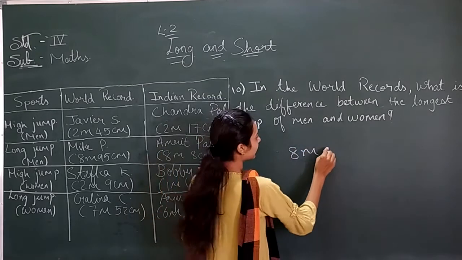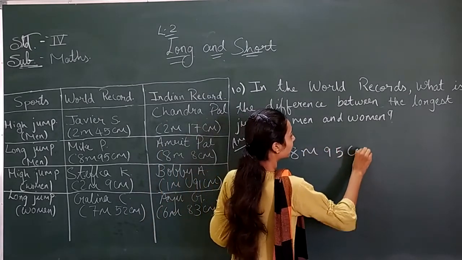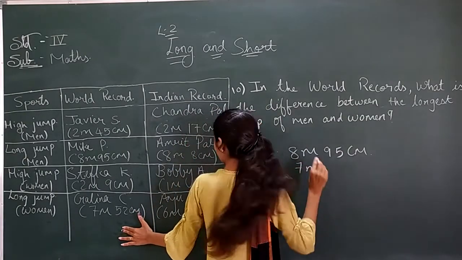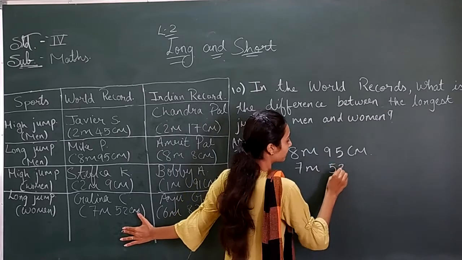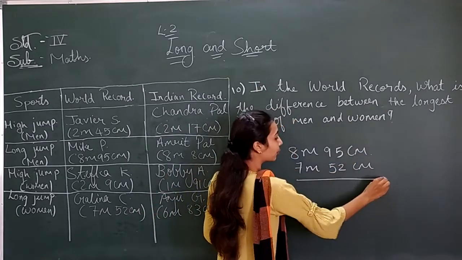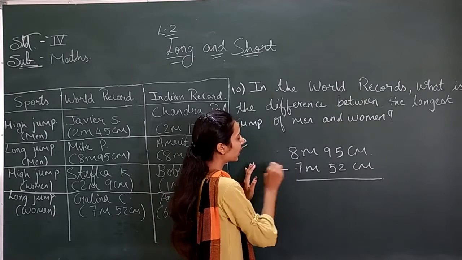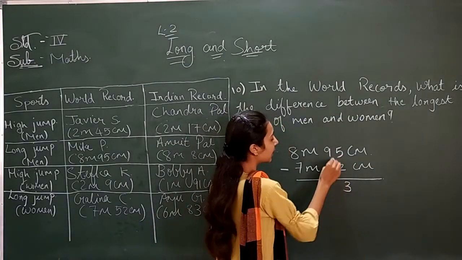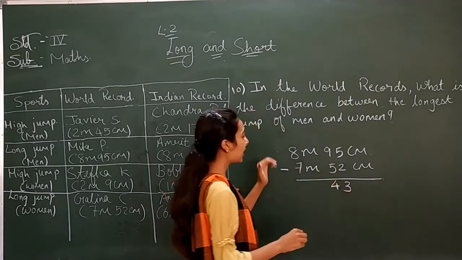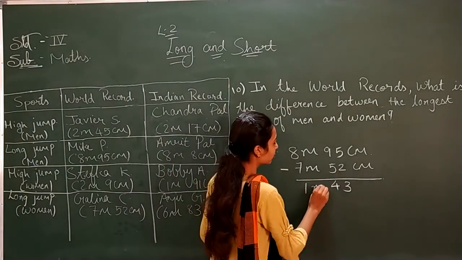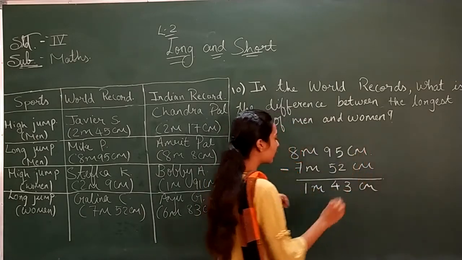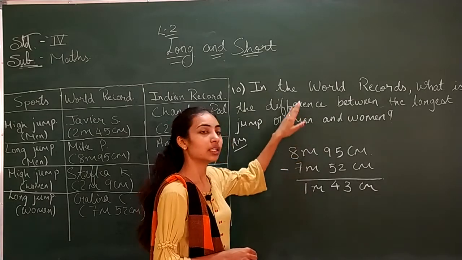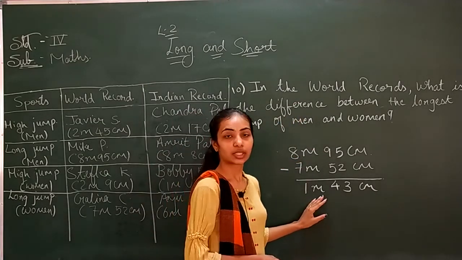8 meter 95 centimeter is the world record of men in longest jump, and 7 meter and 52 centimeter is the world record for women in longest jump, and we have to find the difference, so we will do minus. 5 minus 2 is 3, 9 minus 5 is 4, and 8 minus 7 is 1. So the answer is 1 meter 43 centimeter. Difference between the longest jump of men and women in world record is 1 meter and 43 centimeter.